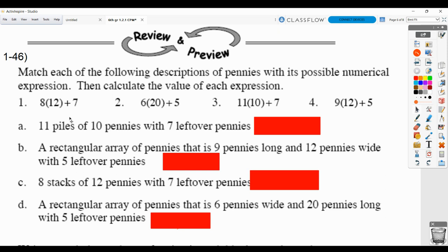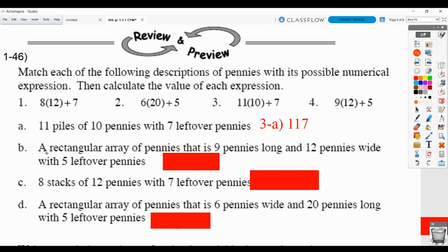So we're looking for 11 piles of 10 pennies, which would be 11 times 10, and then we're adding an extra 7. So we'd be looking at this third expression, and then the value of that would be 11 times 10 is 110, plus 7 is 117.